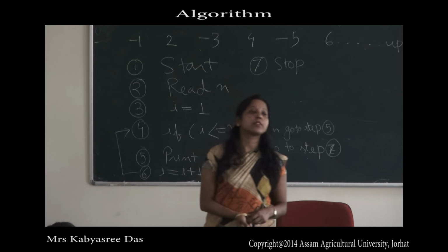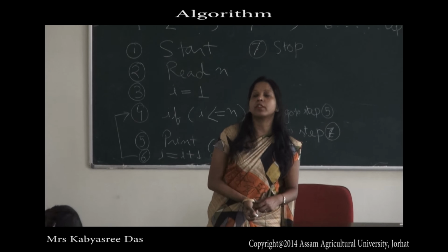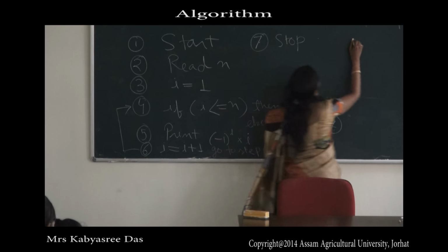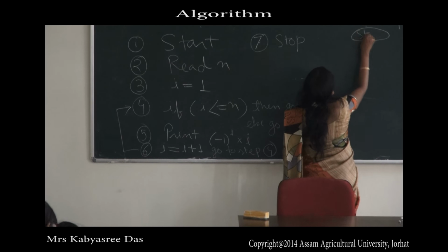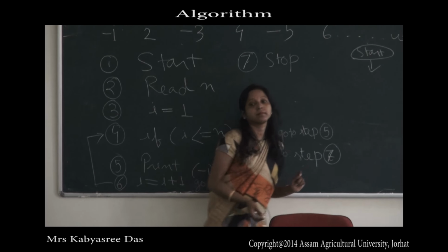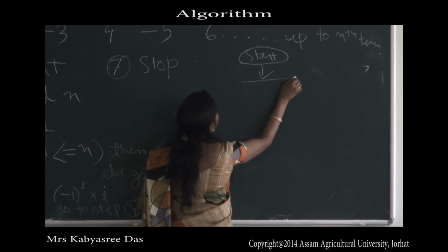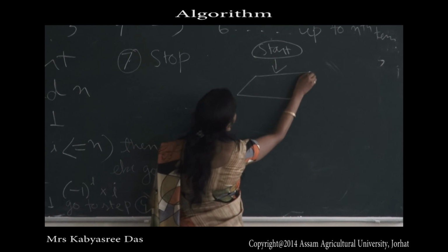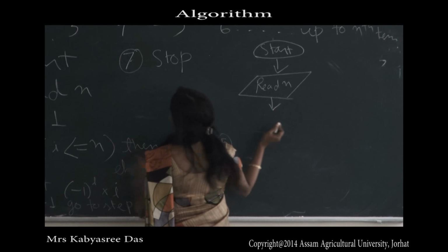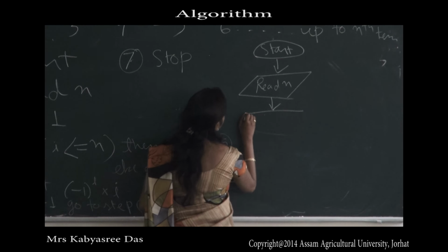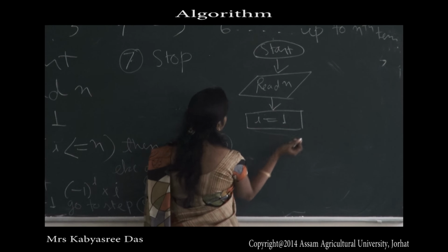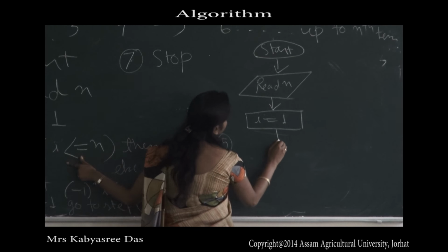Now try to draw the flowchart of this. What is the step 1? Start. Then read n as the input. And I equal to 1. What is the 4?